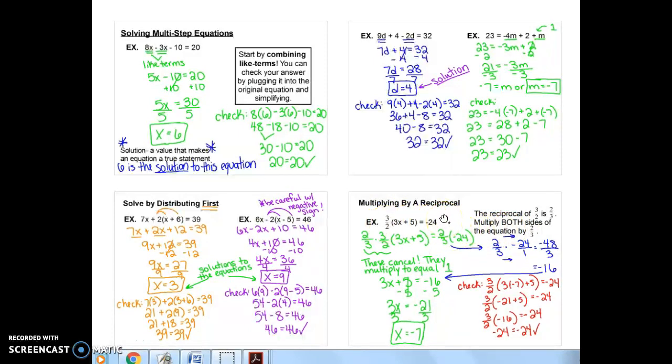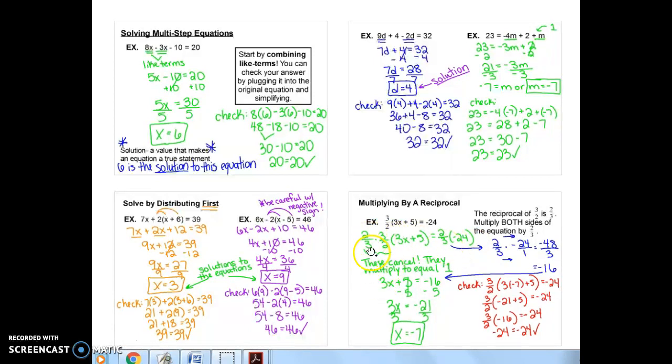Okay, and we did this in the previous section of the two-step equations. So the reciprocal of 3/2, remember that just means to flip the fraction. So the reciprocal of 3/2 is 2/3. You want to then multiply both sides of this equation by that reciprocal. So I'm going to multiply my left side by 2/3 and my right side by 2/3.